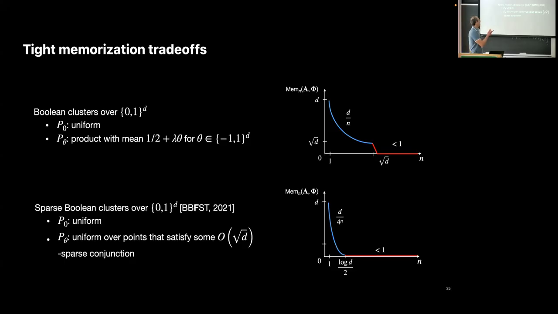And then yet another example, which actually comes from an earlier work which I mentioned, with Van Braun and others, we call sparse Boolean clusters. A similar problem where, again, null is the uniform distribution and p theta is uniform over points that satisfy some fixed conjunction of roughly square root d literals in it. So there the trade-off is even sharper. It starts as d but then decays as d over 4n, and around log d, things become identifiable, and no memorization is necessary. Anyway, that's all that I want to say about the results.